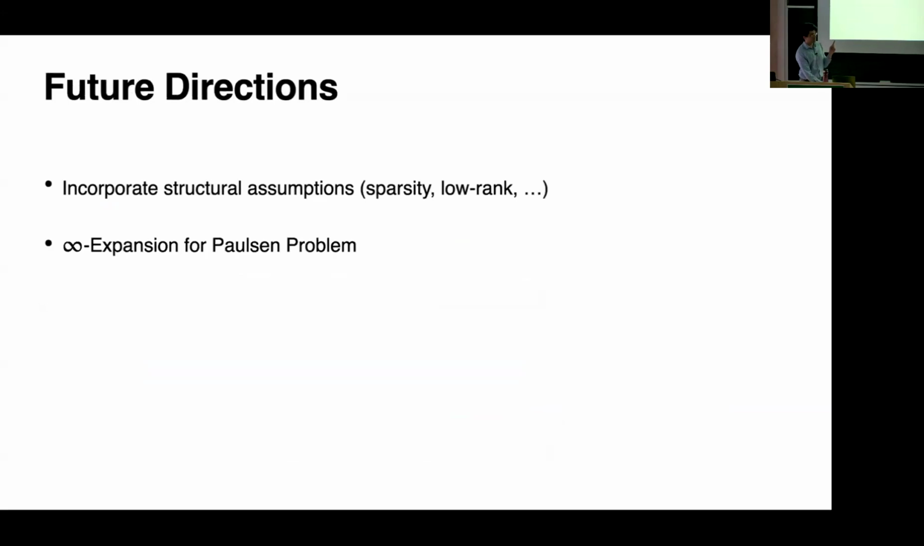And then if I have 30 seconds, I will say some future directions. There's a bunch of structural assumptions you can incorporate to get better sample complexity bounds. This is for the general elliptical case. Maybe you have more structural assumptions so you can hope for better. The other two problems that I've been thinking about: there's a problem called the Paulsen problem in operator theory, which used similar techniques of scaling. We'd hope to use infinity expansion to give optimal bounds there. And also another problem in statistics called the tensor normal model, which uses similar techniques, so we'd hope to improve there. Cool. That's all.